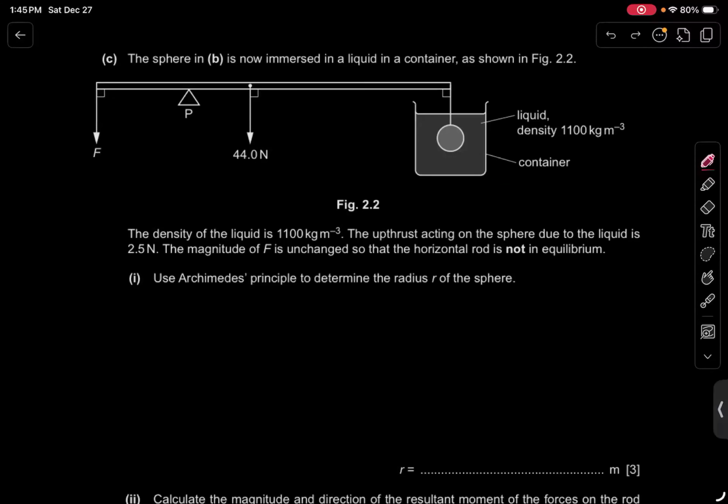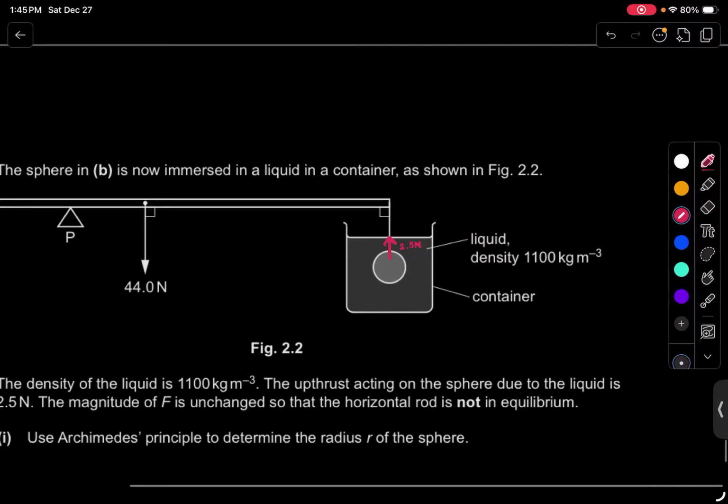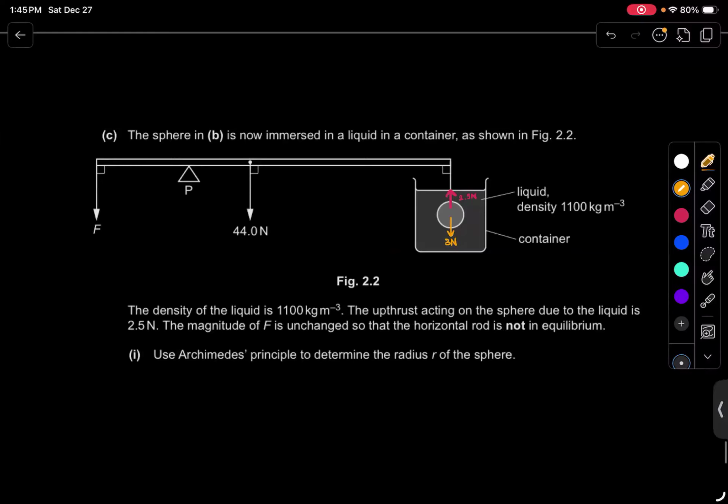Okay, the upthrust is now 2.5 Newton. And we already knew what the weight of the block was. It is 3 Newton. Okay. Use Archimedes' principle to determine the radius r of the sphere. Oh my god. The radius r.